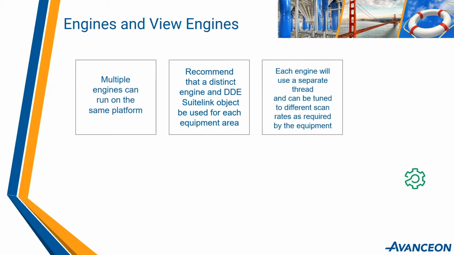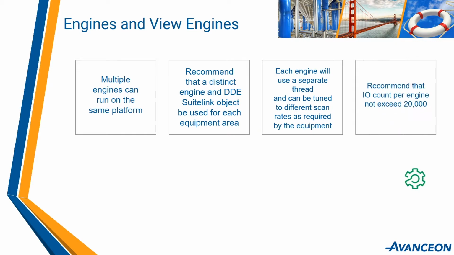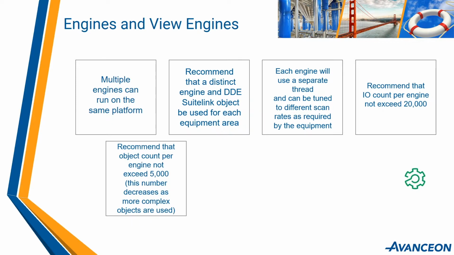Each engine uses a separate thread, and each engine can be tuned to different scan rates as required by the equipment. We recommend that I/O count per engine not exceed 20,000, and so that's 4 engines. That yields 80,000, which you'll recall we talked about earlier. And you can determine your I/O count using Object Viewer. We recommend that the object count per engine not exceed 5,000. Decreases as more complex objects are used.